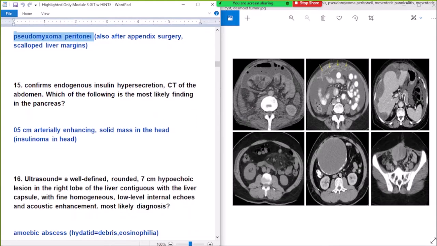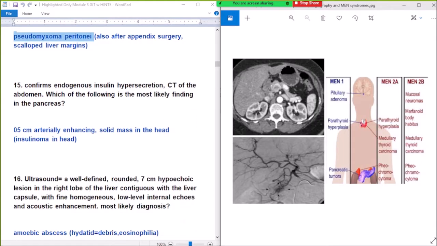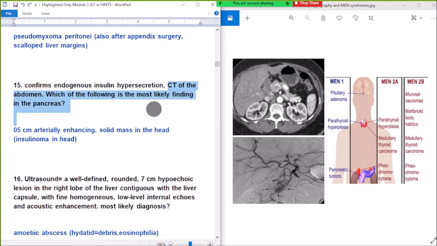Question 15. Confirmed endogenous insulin hypersecretion. CT scan of the abdomen, most likely finding in the pancreas: a 5 cm arterially enhancing solid mass in the head of the pancreas. Insulinoma is the most common neuroendocrine tumor in the pancreas. It is most commonly seen in the head.